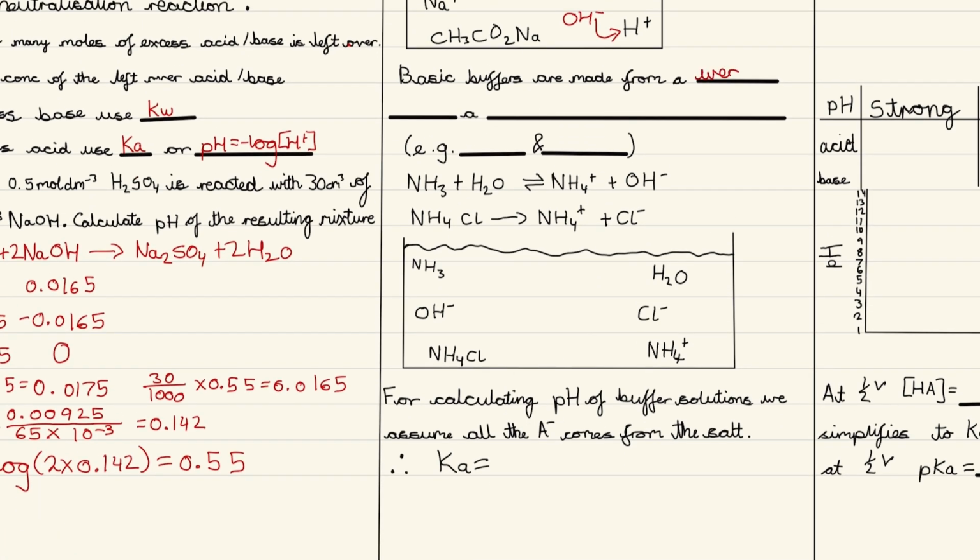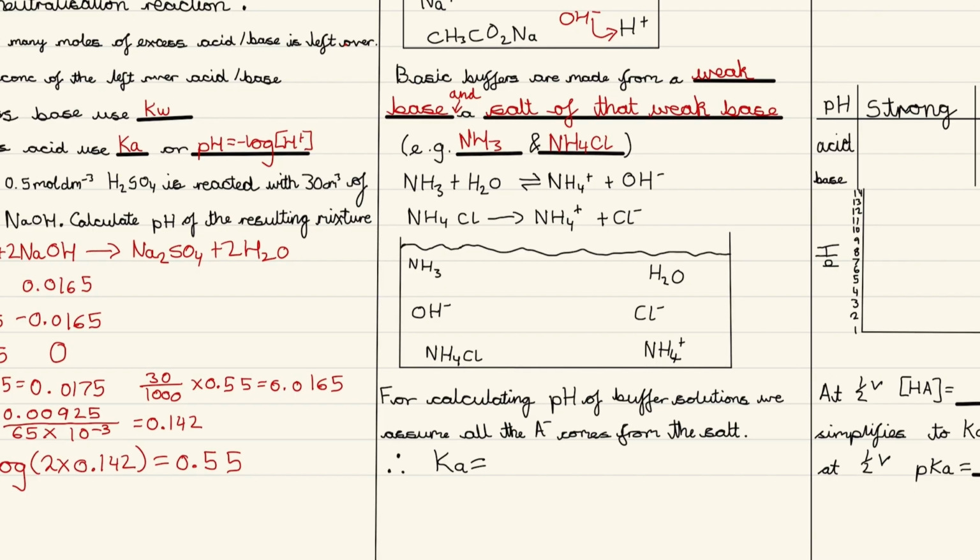Basic buffers are made from a weak base and a salt of that weak base. So for example, we might have ammonia and ammonium chloride, and these are the two reactions that happen within it. So firstly, the ammonia is going to act like a base and collect a H+, and in the other reaction we have ammonium chloride dissociating into NH4+ and Cl-.